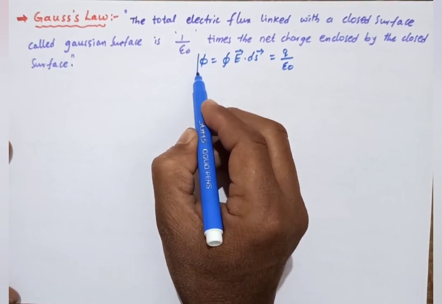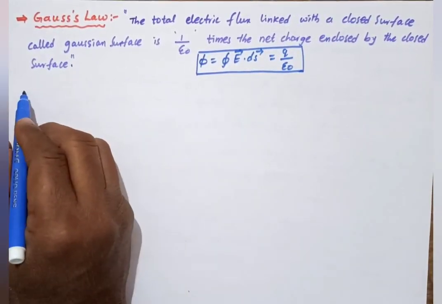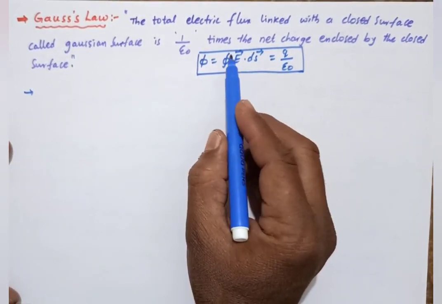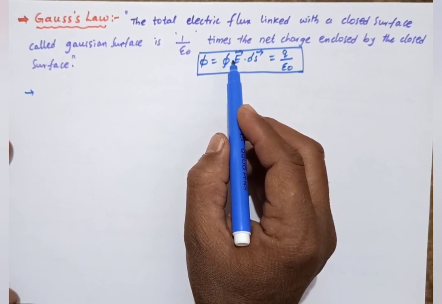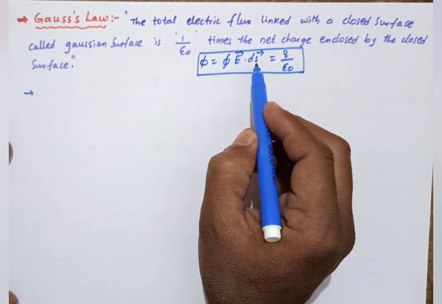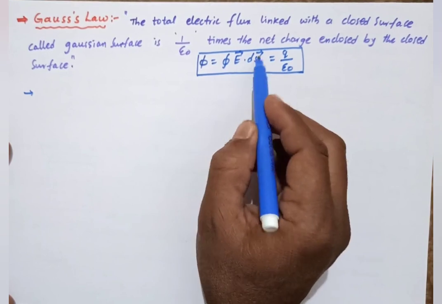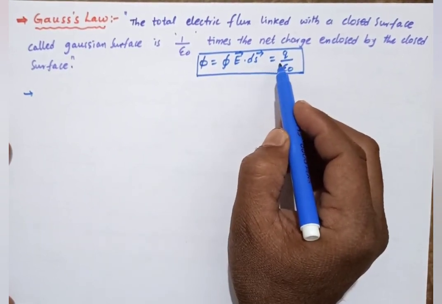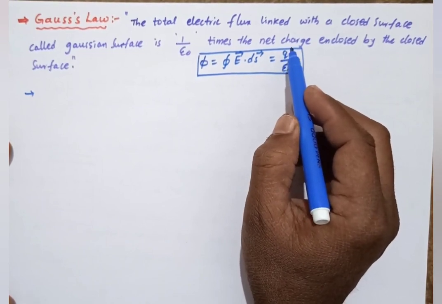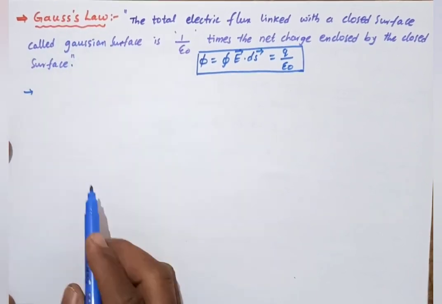Okay, it is the Gauss law. Alternatively, Gauss law can be stated as follows: the surface integral of the electric field over a closed surface is equal to 1 by epsilon naught times the net charge enclosed by the closed surface. So it is called the Gauss law.